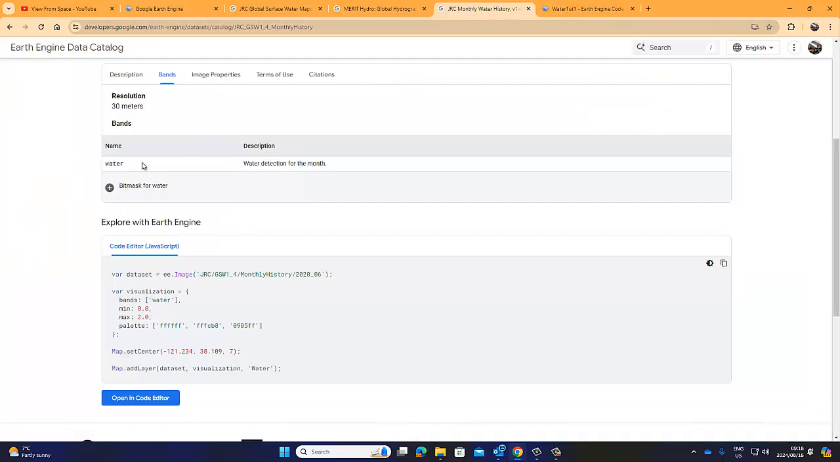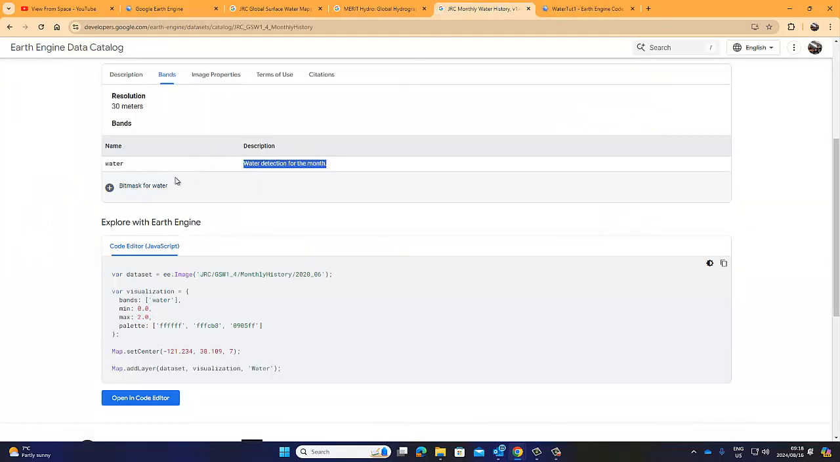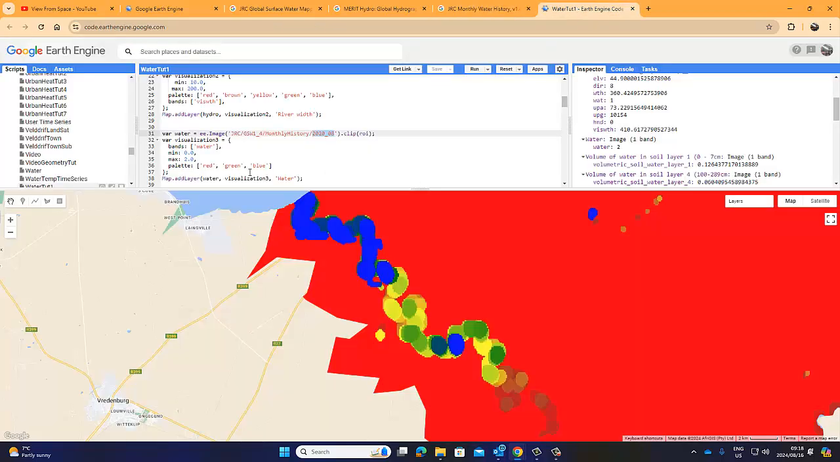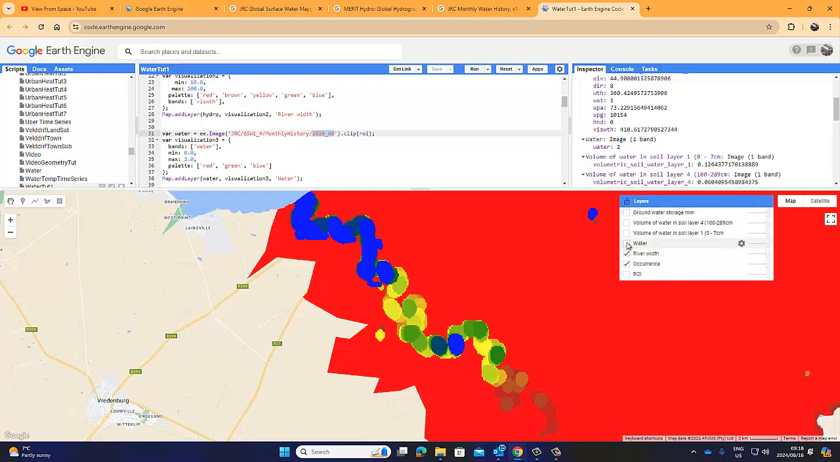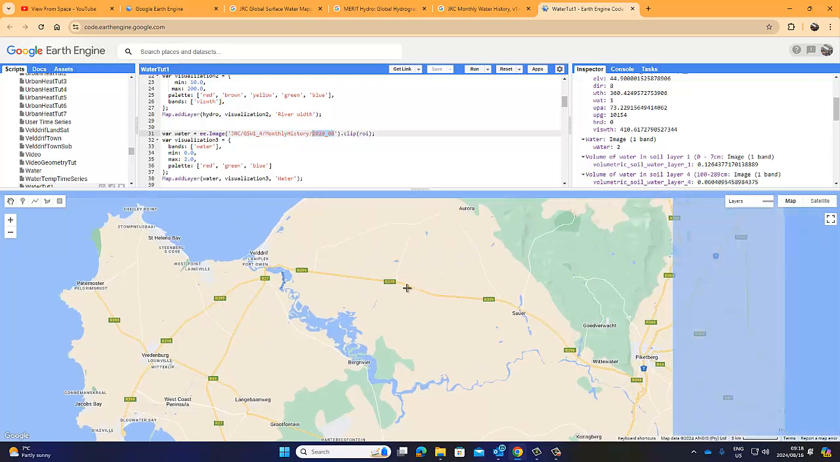Let's have a look and see what the water is. Water detection for the month. So it basically indicates for that month. Okay, so 0, I think, is nothing, while 2 is there's definitely water. The minimum is 0, and it can have a value of 0, 1, or 2. So let's have a look at what that looks like.